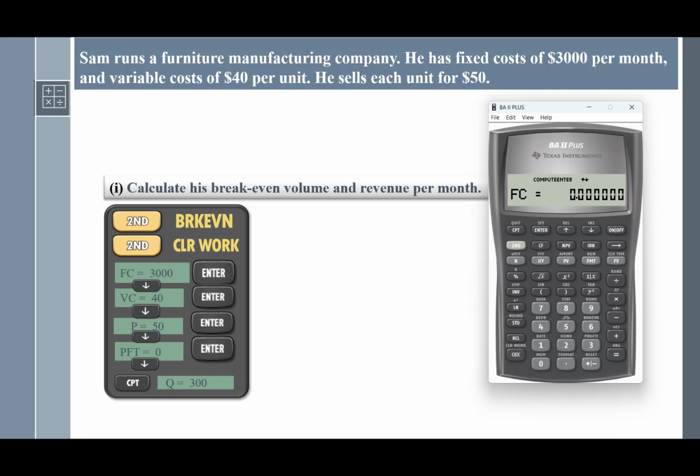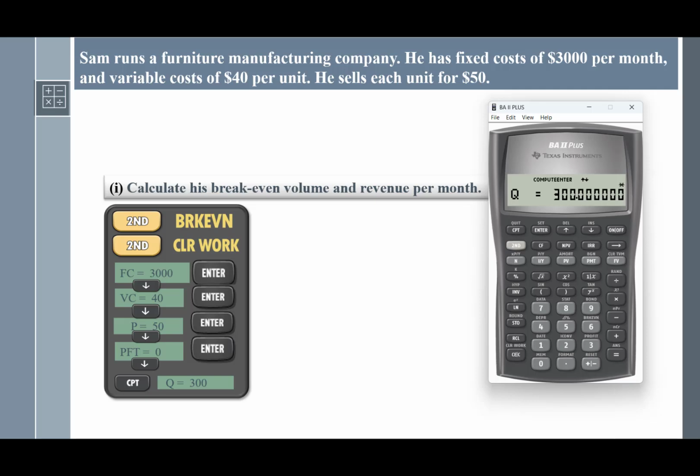Okay, 3,000 is the fixed cost. So one more time, that's a 3,000. Enter. Variable cost is $40 per unit. Enter. Selling price $50. Enter. Profit is 0. 300 units to break even. That's the first part. To break even, they have to sell 300 units.